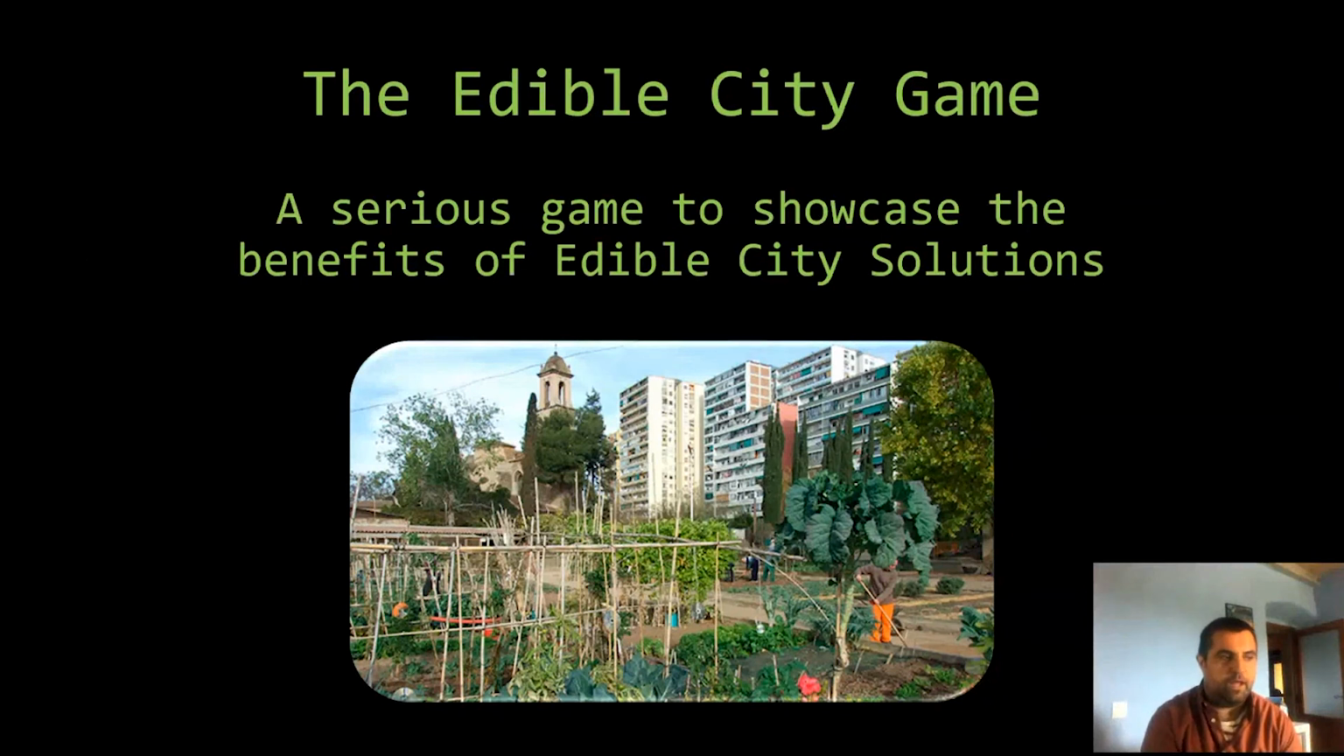And within that project, we are developing the Edible City game, which is a serious game that has the main goal to showcase the benefits of Edible City solutions. And when we talk about benefits, we talk about a lot of different kinds of benefits. For instance, reduce the heat island effect in cities, but also create jobs, or help food sovereignty, or increase public participation through the volunteers that are involved in urban gardens, and so on. So this is the main goal of the Edible City game that we are developing using Tygron.